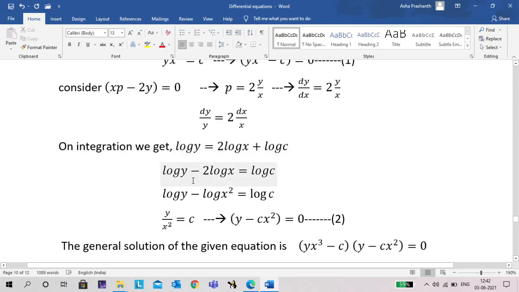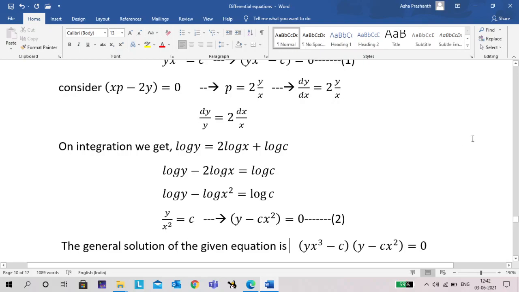Okay, log y minus 2 log x is equal to log c. So this 2 log x can be written as log x square, right? So it is of the form log a minus log b. Log a minus log b is log of a by b. The log term gets cancelled. y by x square is equal to c. So you cross multiply this, and we will get y minus c x square is equal to 0.